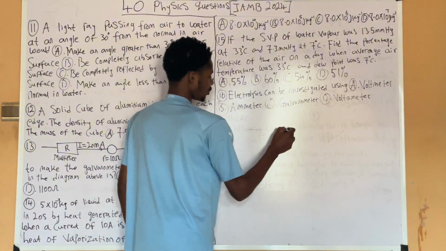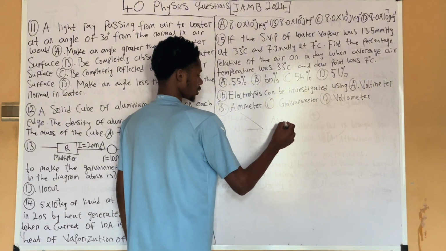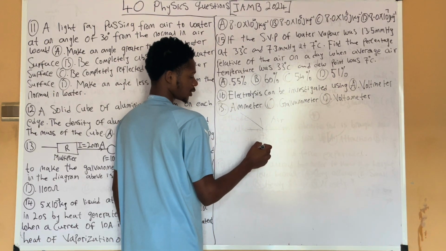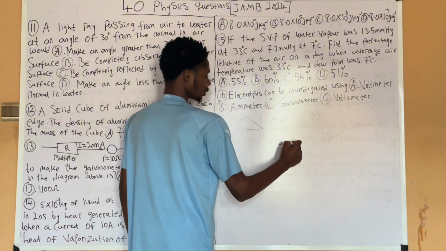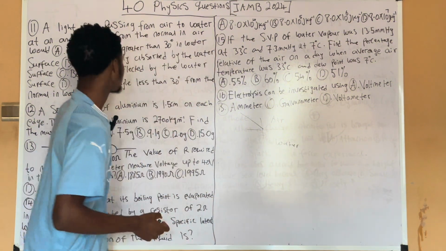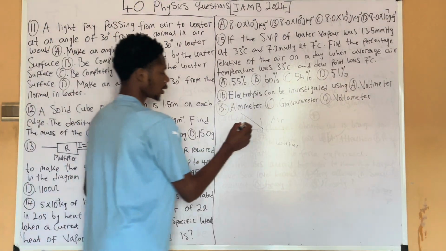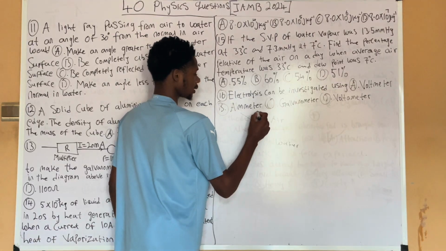Let's say we are having a boundary and then light strikes the surface, of which the one we're having on top is air. Of course, there is a normal that is being formed, and the one we're having under is water, just as the question said. When light strikes the surface, they said it strikes the surface at an angle of 30 degrees to the normal. Now this is the normal in air and this is the 30 degrees.